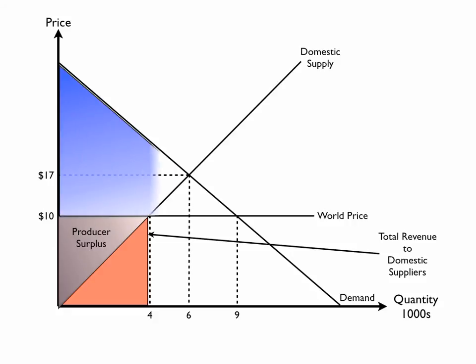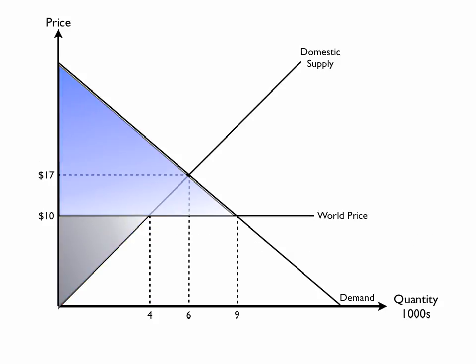Where did that go? Well, that's now consumer surplus. The lower price creates more value for consumers. We've gone from consuming 6,000 to 9,000 pounds of sugar, plus consumers who would have paid $17 or more now only pay $10. So consumer surplus expanded. Where did it go?